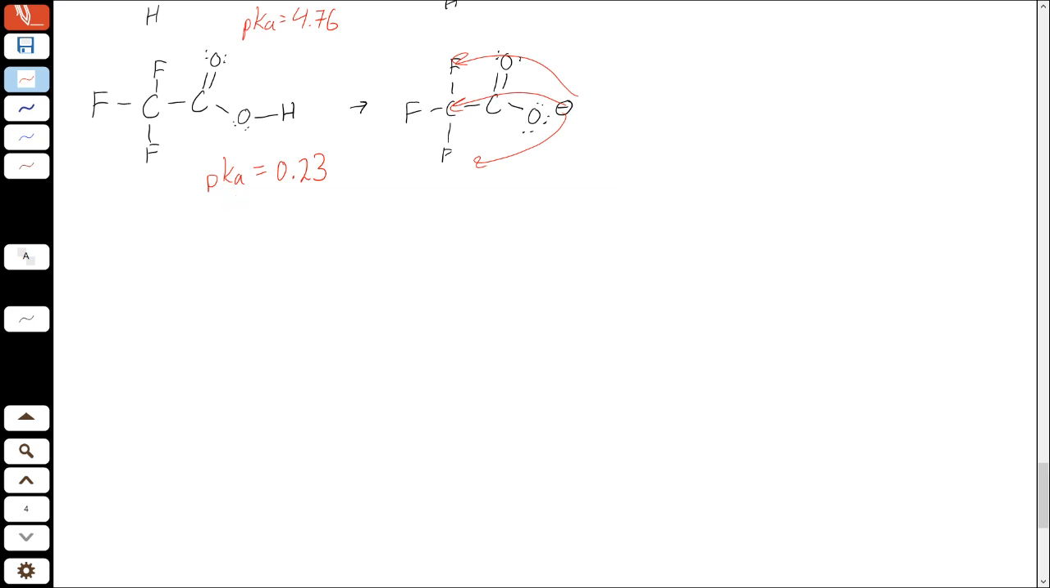All right, so the last thing we're going to do about acids and bases is talk about another definition, a different definition of acids and bases called the Lewis definition.